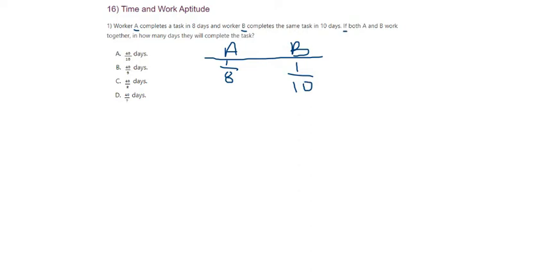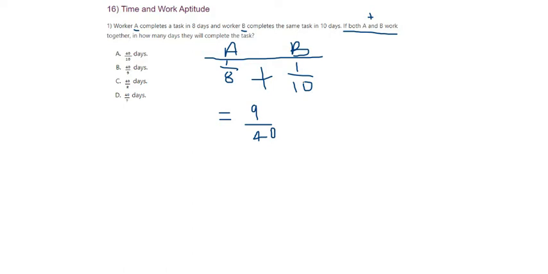Most of the answers and equations in maths will be in the question itself. That's the biggest trick. They have told us if both A and B work together, and "and" is your plus. The simple equation lies in this: 1 by 8 plus 1 by 10. When you simplify this, you will get 9 by 40.